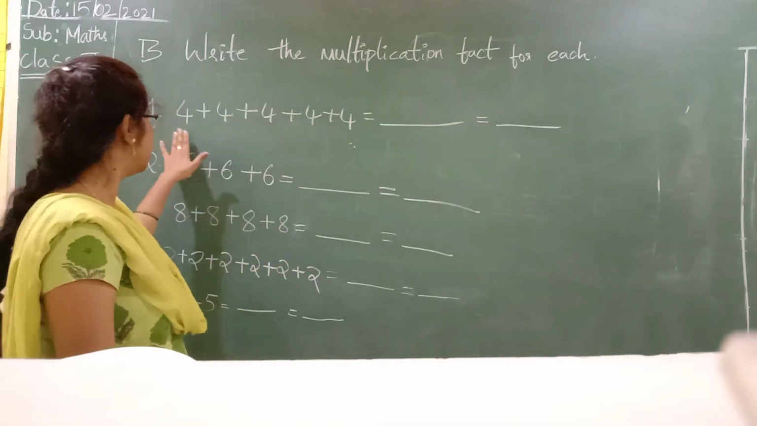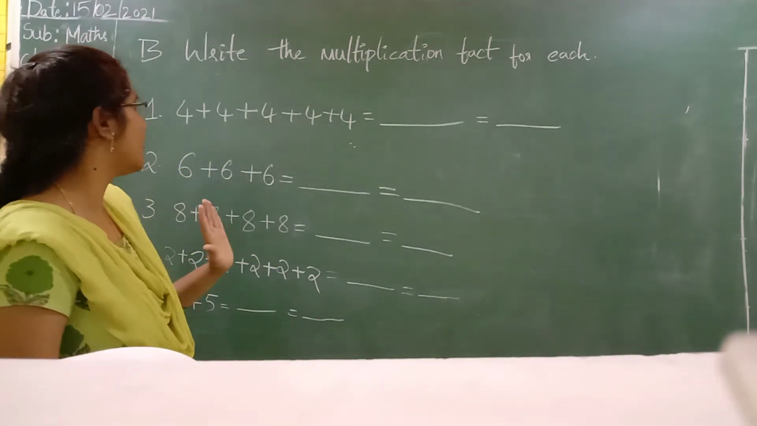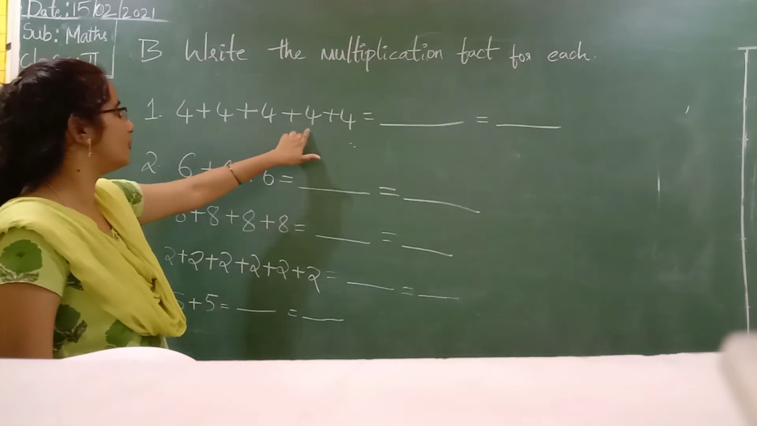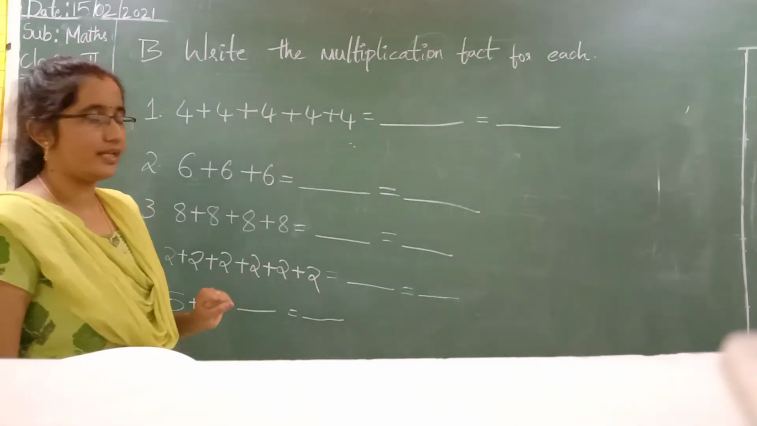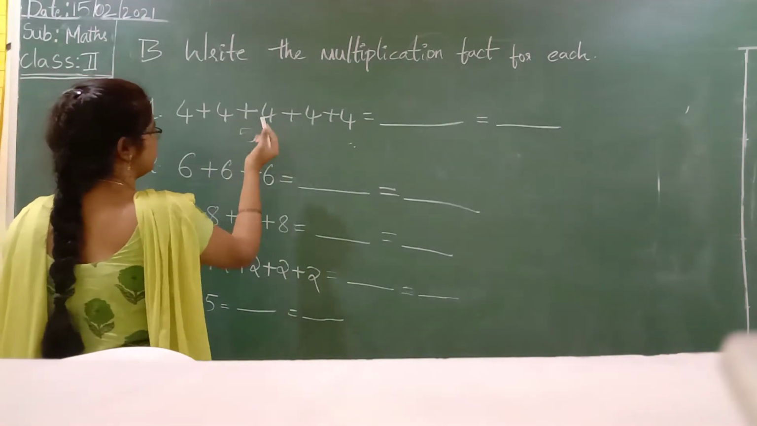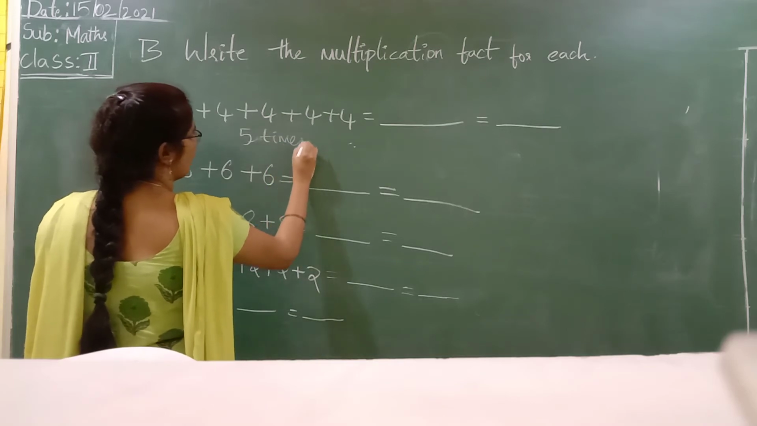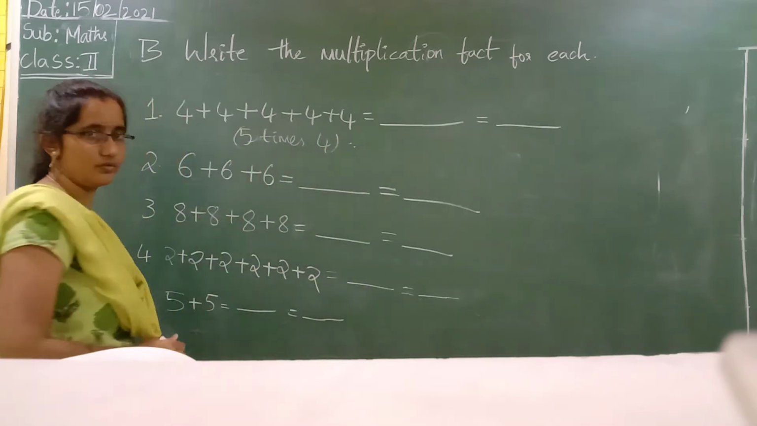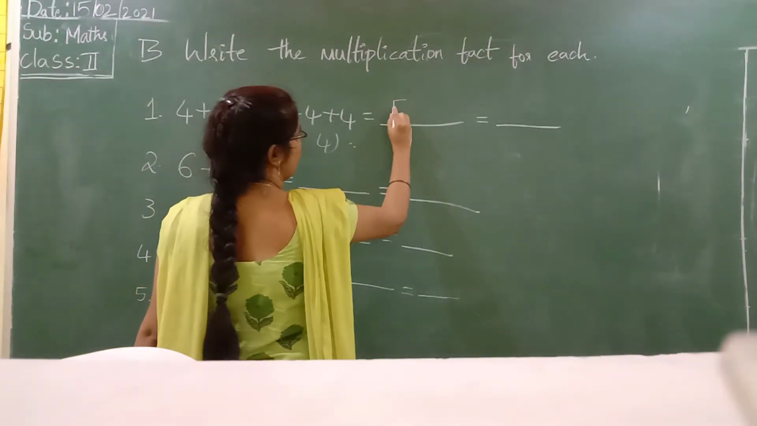Okay, here how many fours do we have? 1, 2, 3, 4, 5. Five fours we have here. That is 5 times 4. How many times 4? 5 times 4. Right? How can we write 5 times 4? 5 into 4.